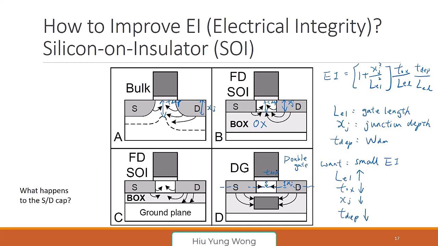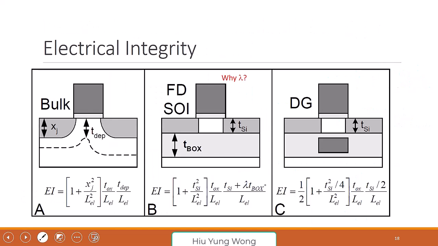So we come up with all these ideas based on some theory. We don't just say go to SOI, silicon on insulator, go to double gate. It has some implication. By SOI, we can cap the junction depth, and cap the depletion width by having an oxide blocking it. Double gate, we make it symmetric. We reduce them into half. And that is what we have here.